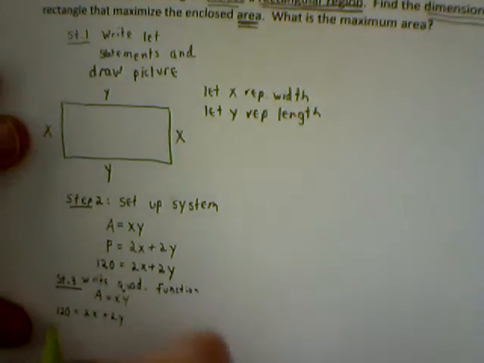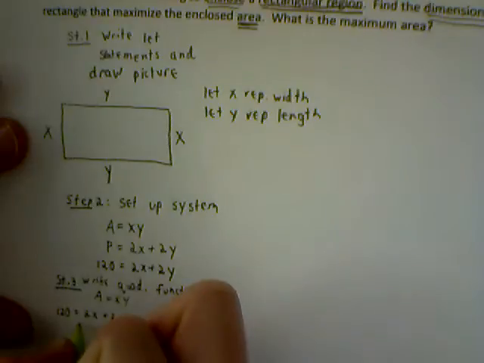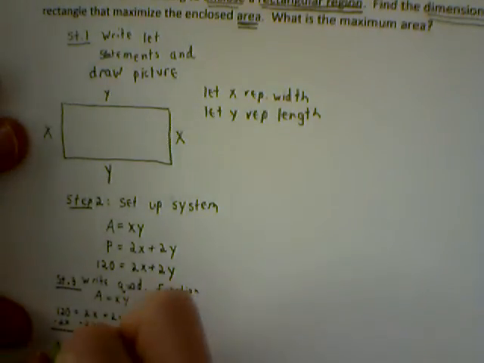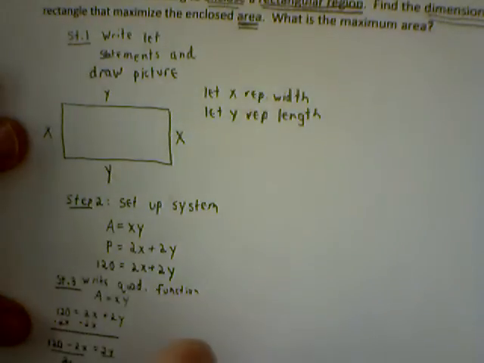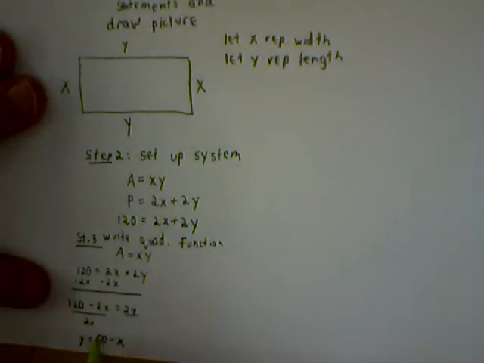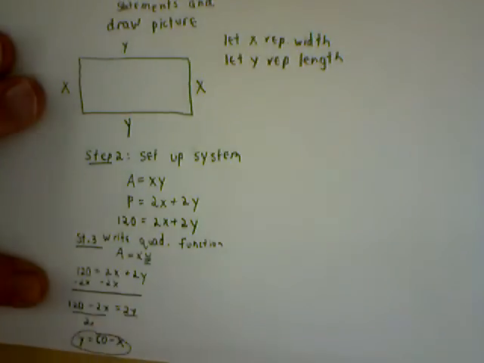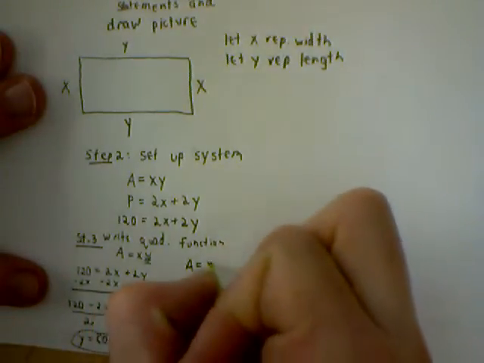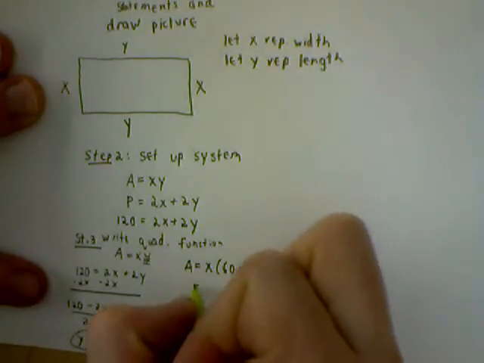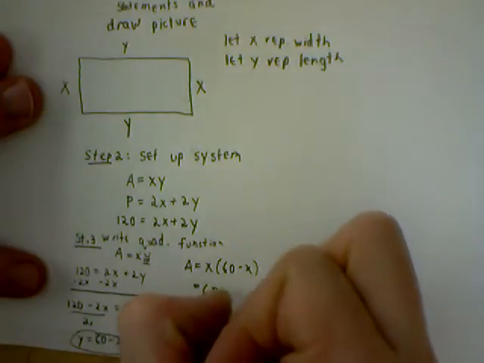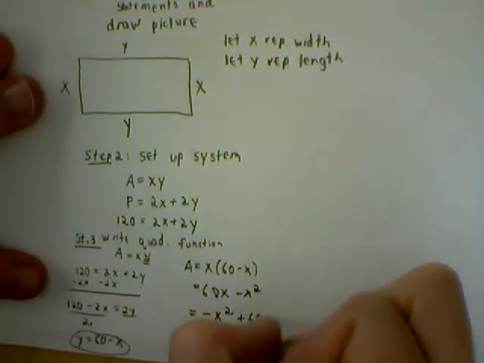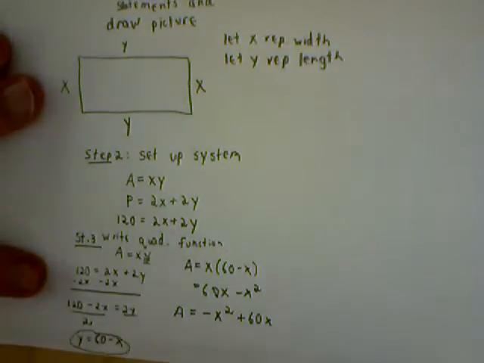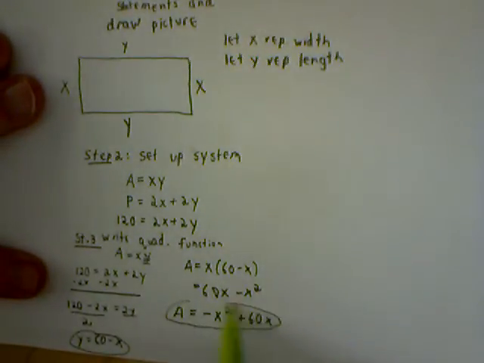So how would I solve for y? I'm going to subtract 2x on both sides. That gives me 120 minus 2x equals 2y. Divide by 2, and I'll have y equals 60 minus x. With that 60 minus x, I'm going to substitute in for y right up here. Then I'll have A equals x times 60 minus x, which, applying the distributive property, gives you 60x minus x squared. Now applying the commutative property to write it in standard form, negative x squared plus 60x. There is my function that represents area. Go ahead and circle that because we need to use it.